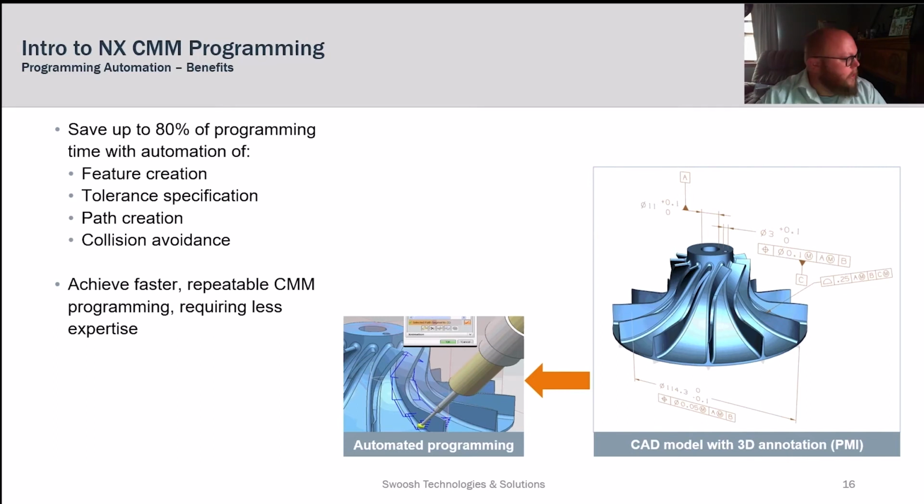So we routinely see reductions of up to 80% of our programming time when we use our feature creation, tolerance specification, path creation, and collision avoidance tools, automating all of these approaches. And again, this is how we achieve our very fast, repeatable CMM programs. And in the end, once this is set up, then we don't need to have a high level of expertise for every user. It's really the software that's driving the processes.